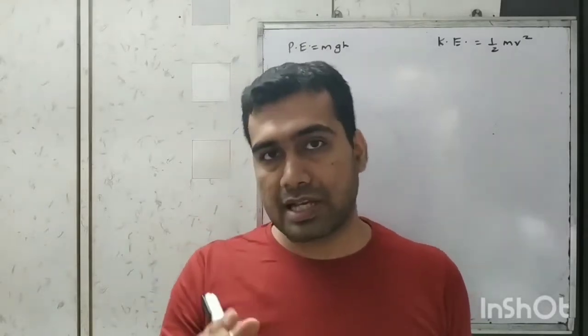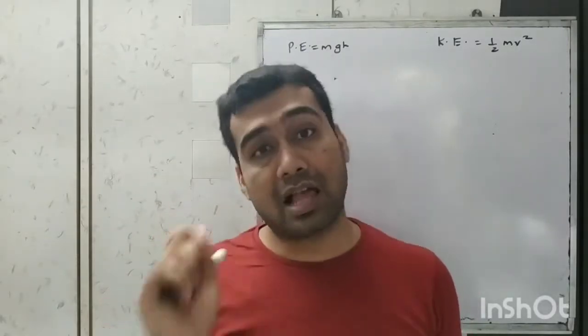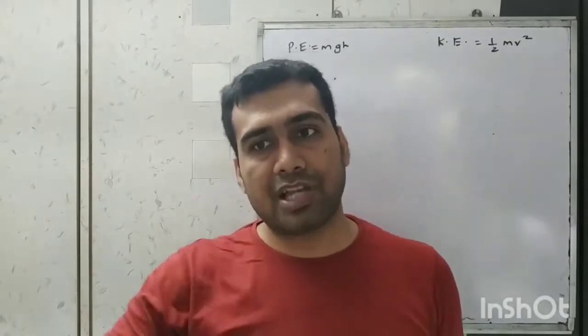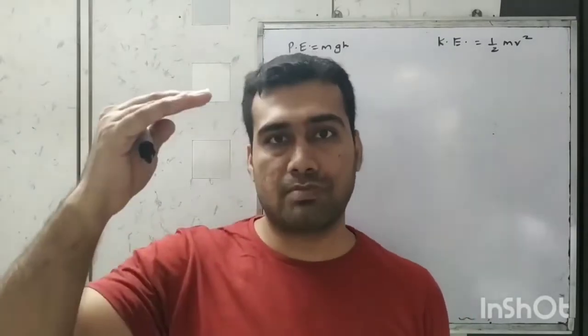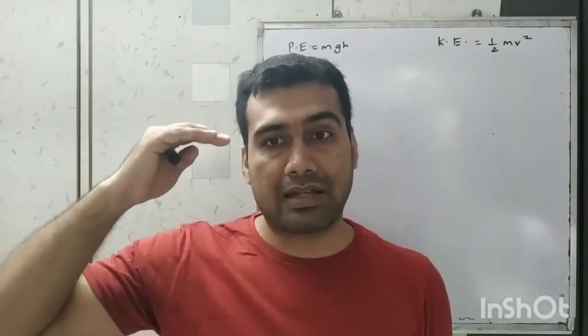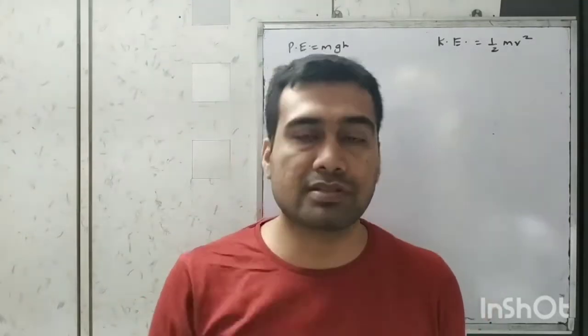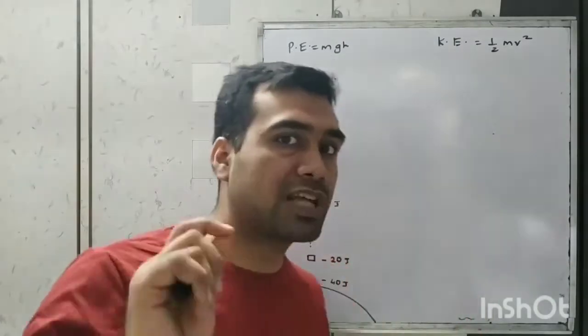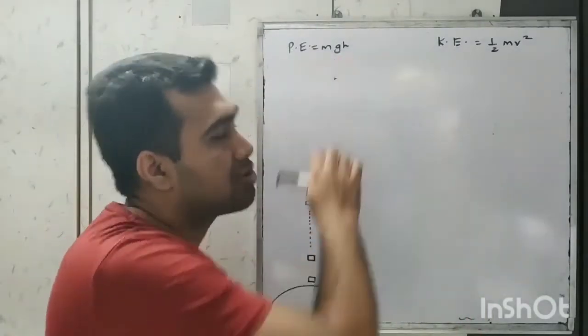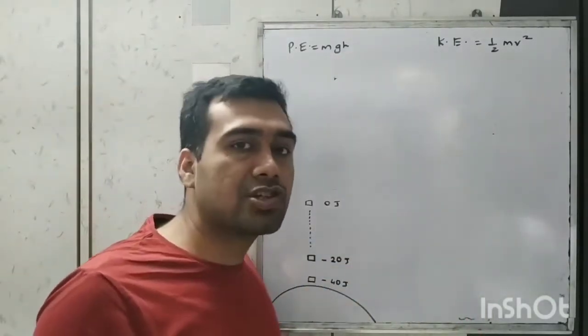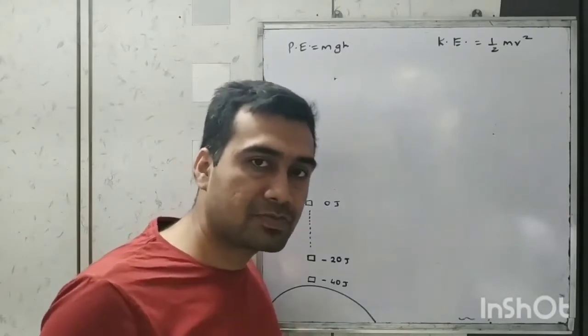It is of two types, gravitational potential energy and elastic potential energy. Gravitational potential energy is because of its position, because of its height, and elastic potential energy is because of its shape, the configuration. Now gravitational potential energy is calculated as mgh, and we have studied this derivation in section A.